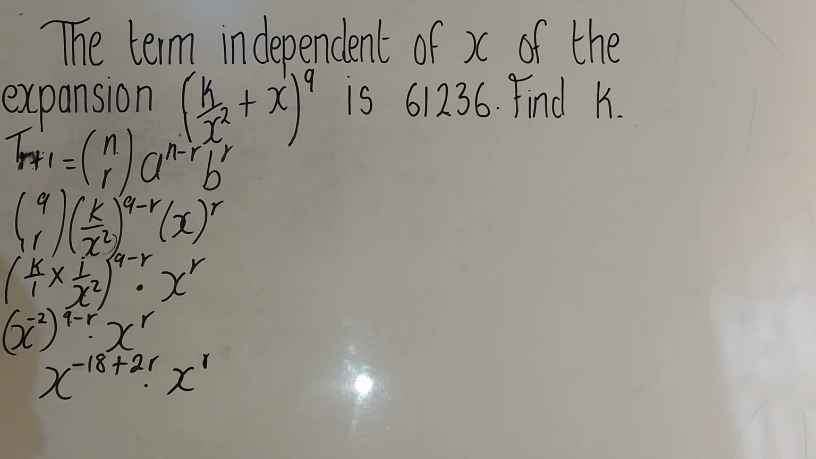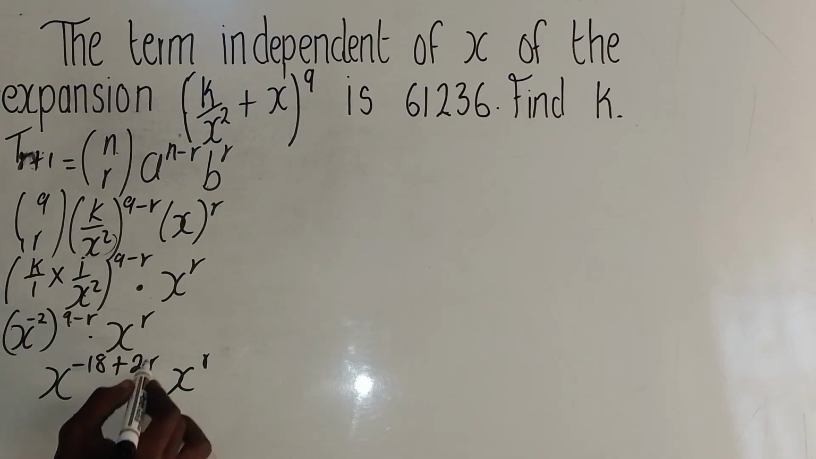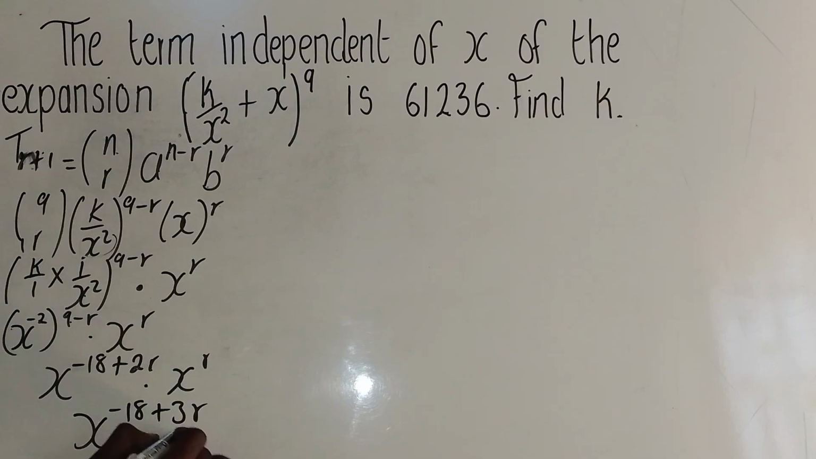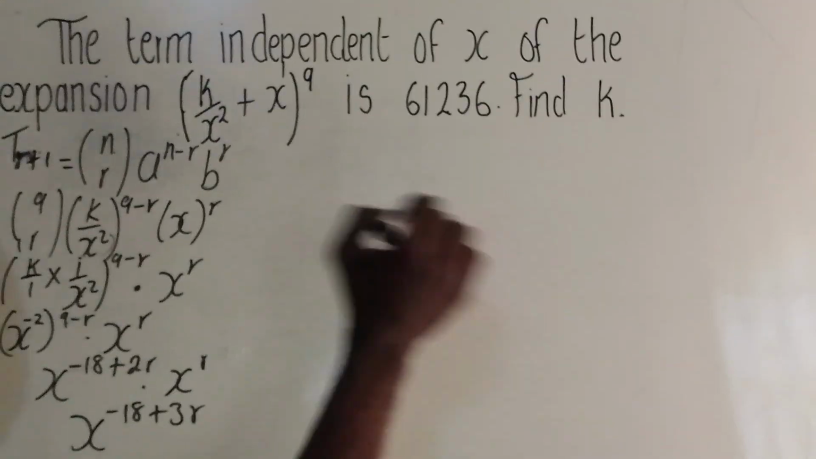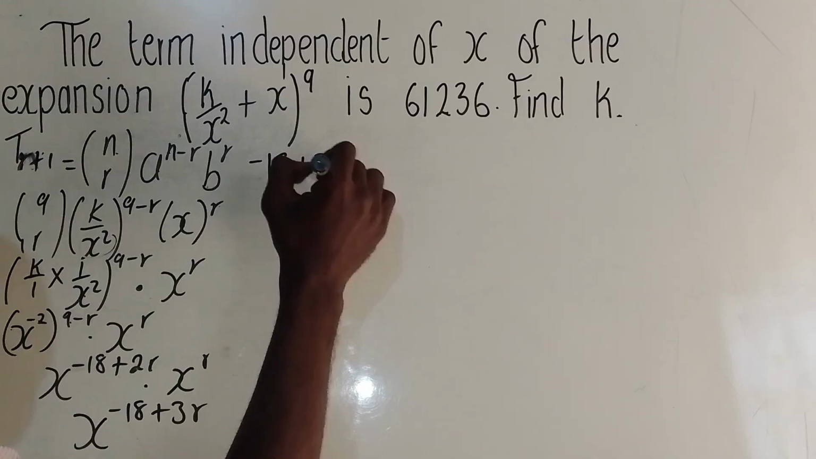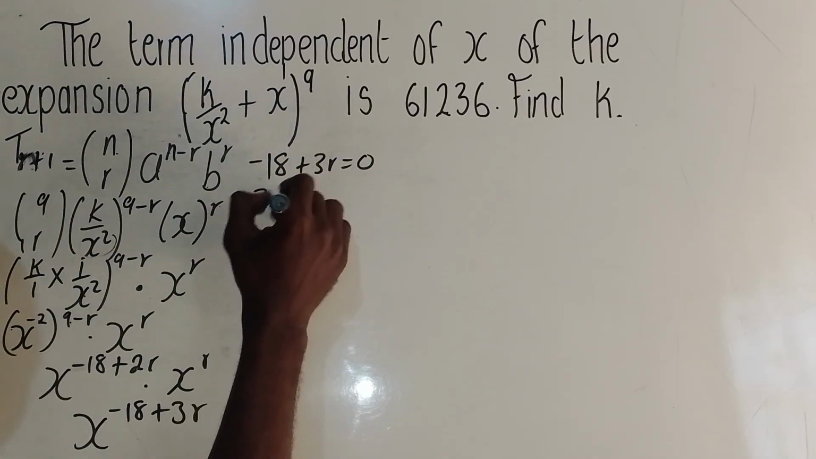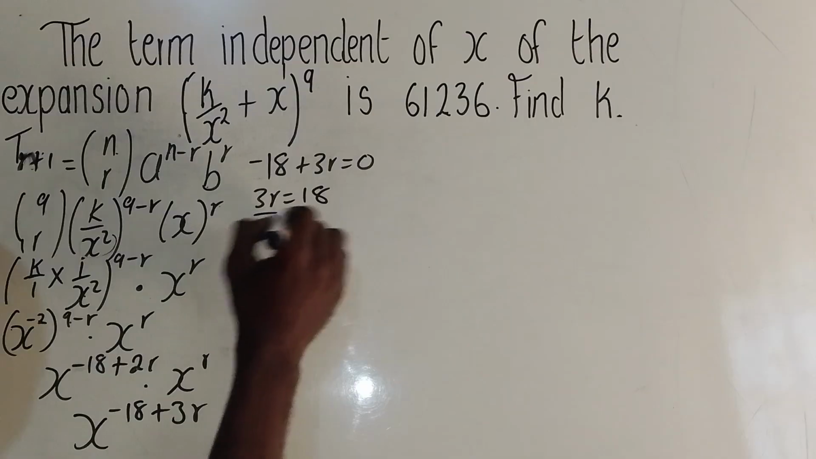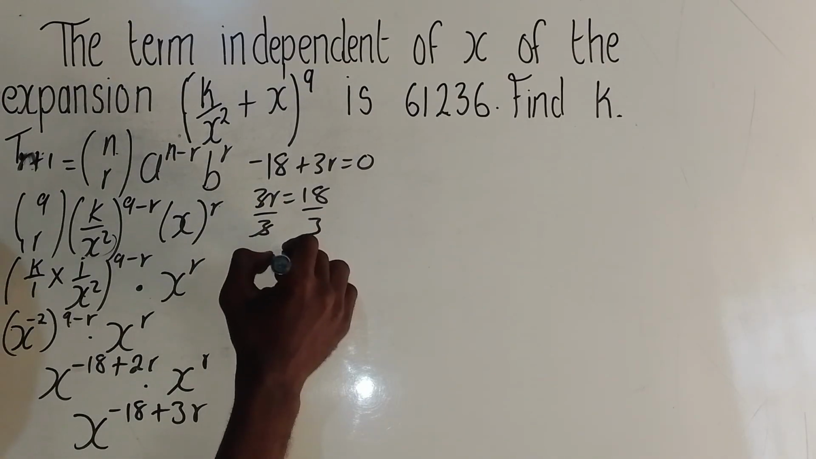Now, according to the rules of indices, when we are multiplying values with the same base, we're supposed to add the powers. So it will be x, then we add: negative 18 plus 2r plus r gives negative 18 plus 3r. Next step, you equate this to 0. So it will be negative 18 plus 3r equal to 0, so 3r equal to 18. You divide by 3, it cancels out, so r is equal to what?